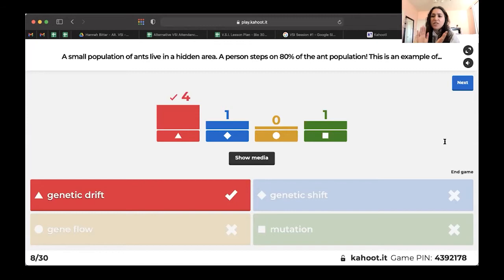Genetic shift, there's no such thing as genetic shift. That was just there to trick you. There is antigenic shift, but that's different, it's not genetic shift. And it wouldn't be mutation either. Mutation happens biologically.